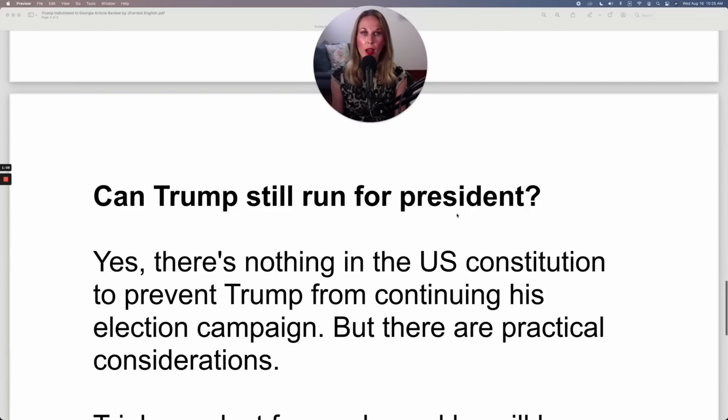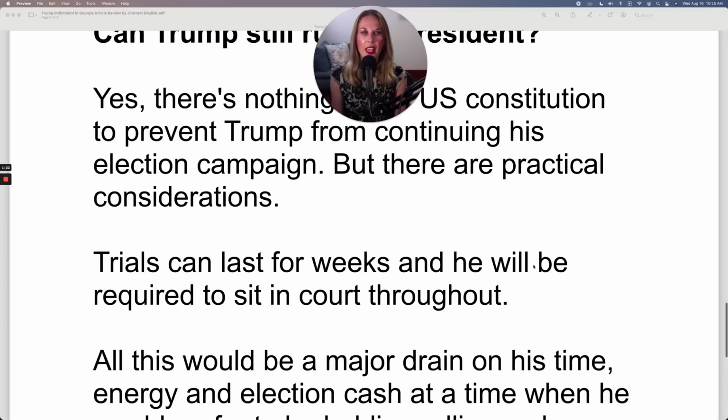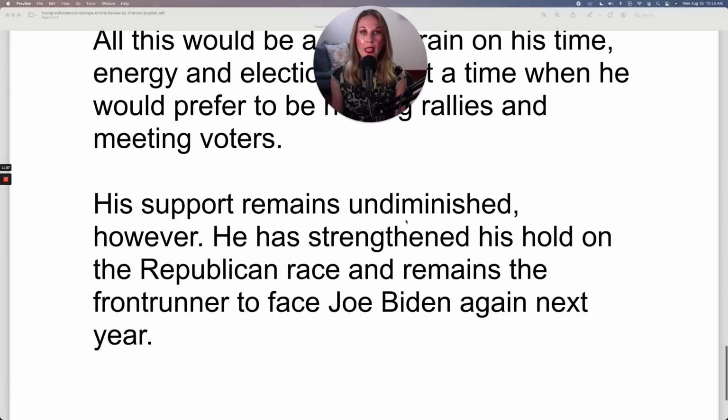Can Trump still run for president? Yes, there's nothing in the U.S. Constitution to prevent Trump from continuing his election campaign. But there are practical considerations. Trials can last for weeks, and he will be required to sit in court throughout. All this would be a major drain on his time, energy, and election cash at a time when he would prefer to be holding rallies and meeting voters. His support remains undiminished. However, he has strengthened his hold on the Republican race and remains the front runner to face Joe Biden again next year.